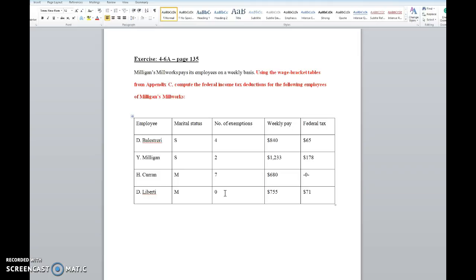Remember, Appendix C is in the back of the book, which begins on page 294 through page 311, going through also page 316. So it really does depend. Remember that if they're paid on a weekly, bi-weekly, or monthly basis, that affects the federal income tax.